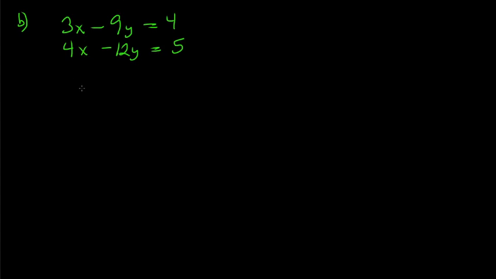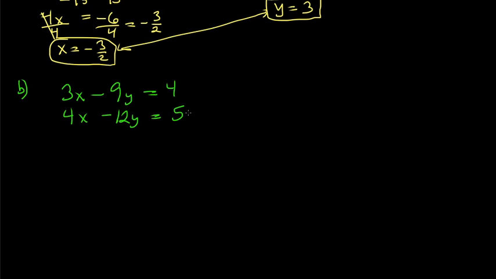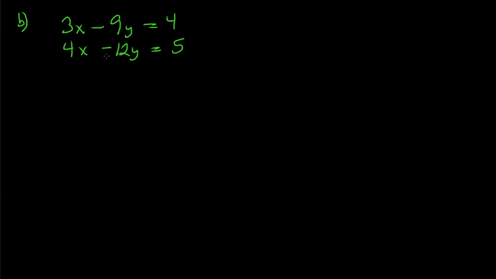We eliminated x in the first problem in part A. So, well, why don't we do it again in part B? So let's eliminate x again. And why am I choosing x? Because, well, the coefficients for y are just bigger numbers and they're negative, so that does not look as pleasant. Okay, so how do we eliminate x?